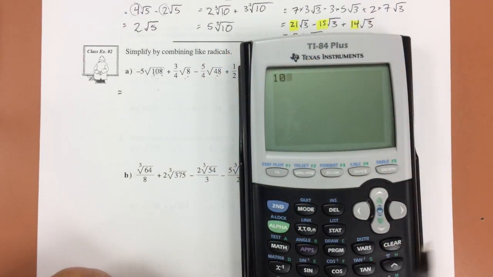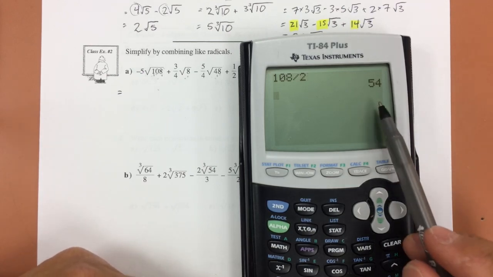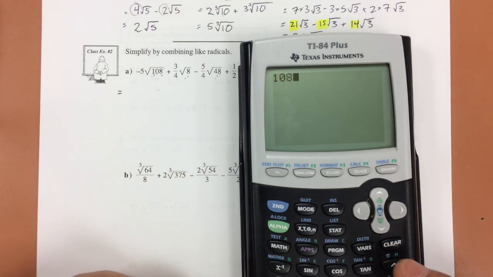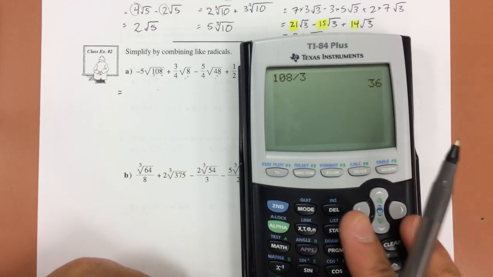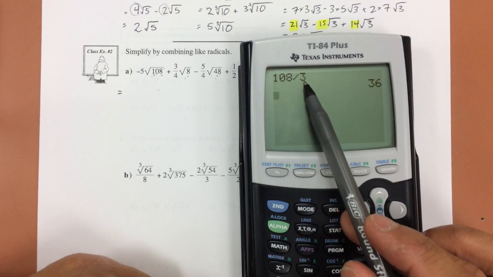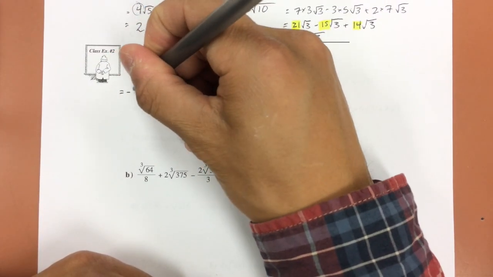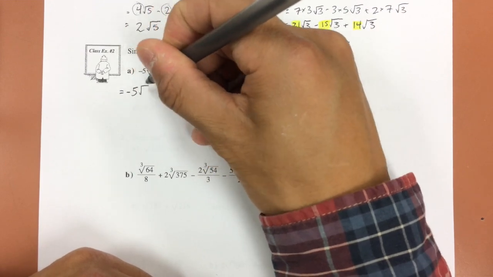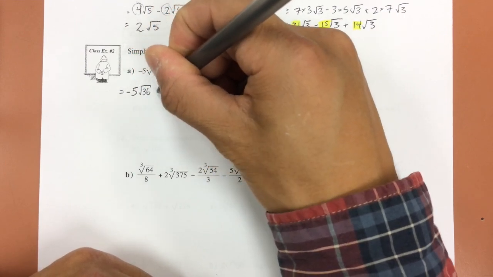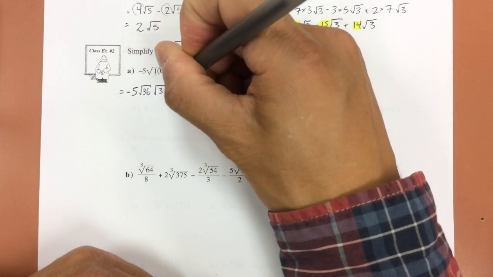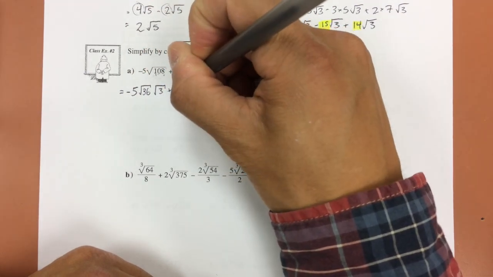So 108, if I divide by 2, I don't get a perfect square, I get 54. That's not a perfect square, which means it's not what I want to use. So let's go up a little bit. 108 divided by 3, I get 36. That is a perfect square, and since it's a perfect square, it's one that I can use in order to simplify this expression. So 5 root 36 times square root of 3 plus 3/4.